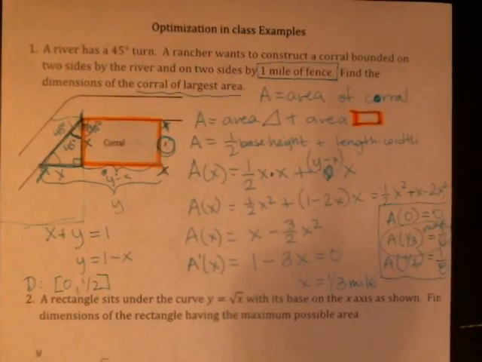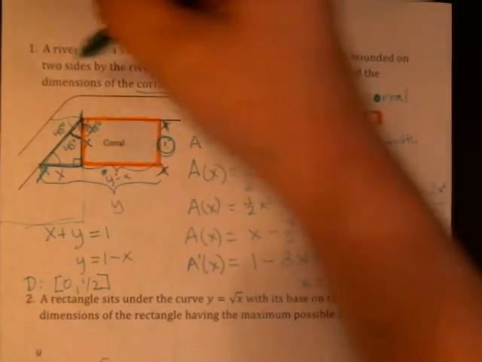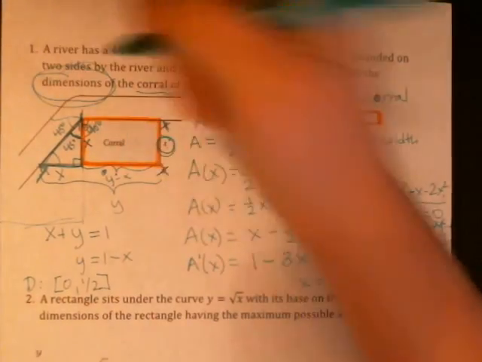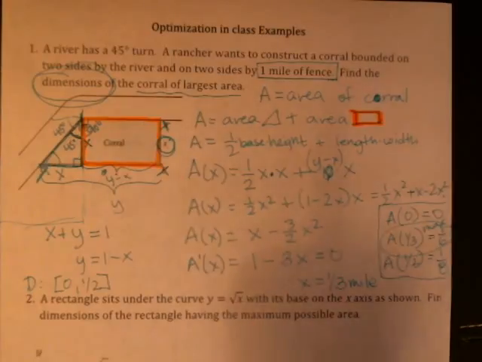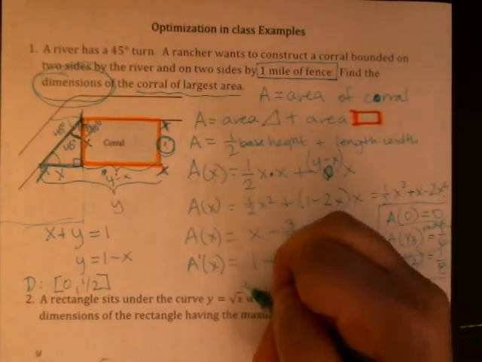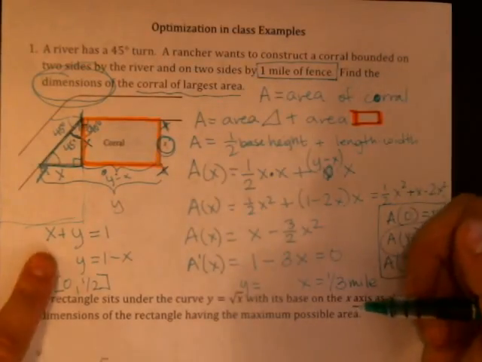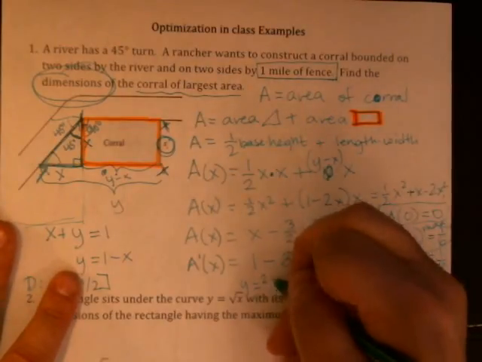And the last thing you should do is just go back and make sure you really answered the question. So the question was find the dimensions. I have one of them, x is 1/3 of a mile, but I think I should write down y as well. Remember that x and y have to add up to 1, so y just has to be 2/3.